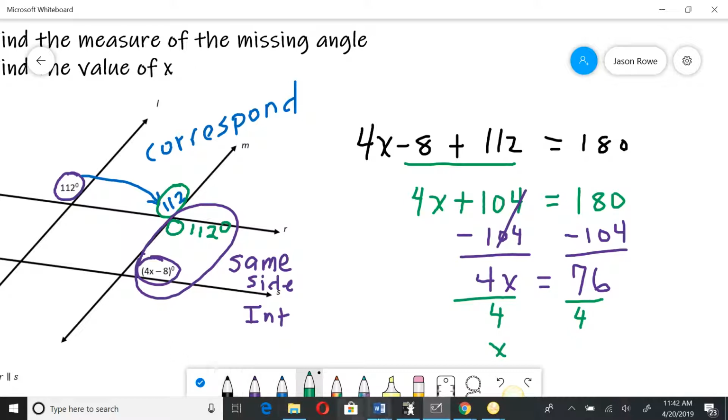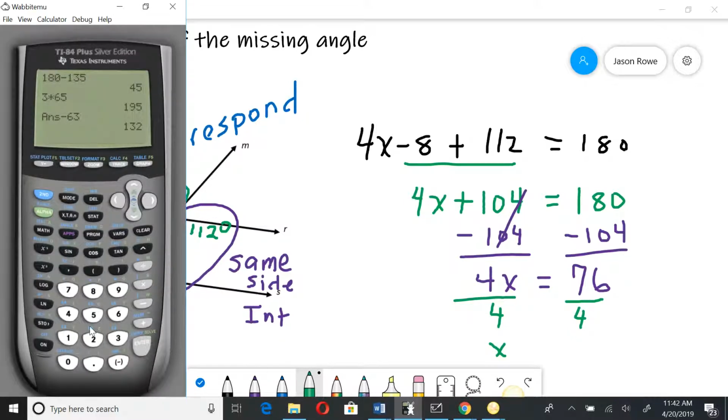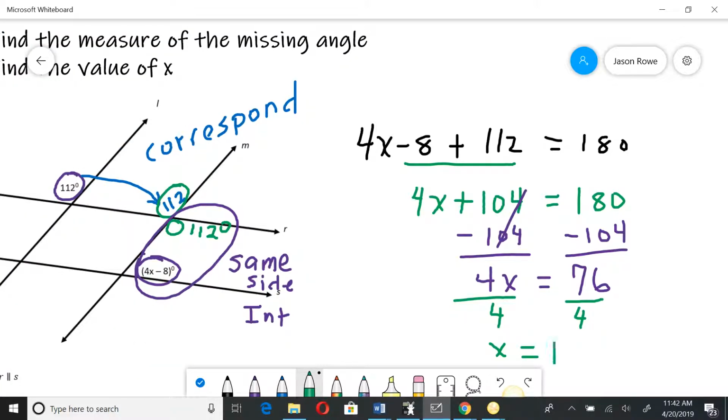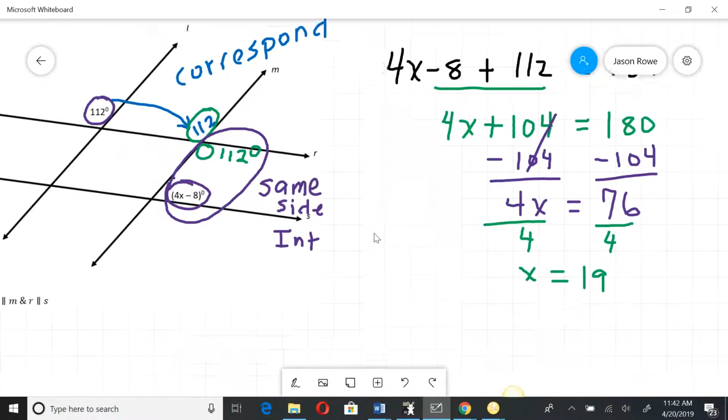And again, pull out your calculator if you're not sure. 76 divided by 4, 19. Okay, so we got x is 19. Well, that's not the question. That's only part of the question. We had to find the value of x, but we also need to find the missing angle measure. So we're going to use that x equals 19 to help us find that missing angle measure.